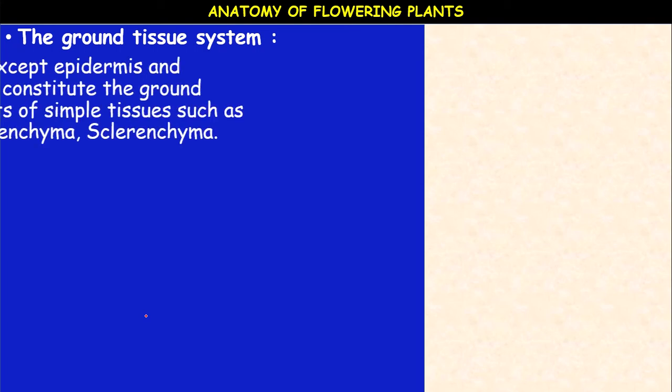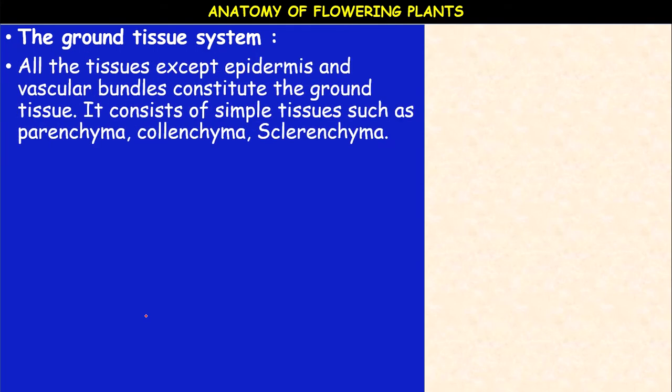The ground tissue system. What is ground tissue system? It consists of simple tissues and it is derived partly from periblem and partly from plerome. So, all the tissues except epidermis and vascular bundles constitute the ground tissue. It consists of simple tissues such as parenchyma, collenchyma and sclerenchyma.